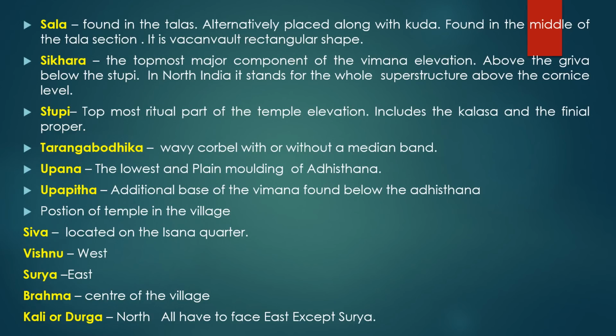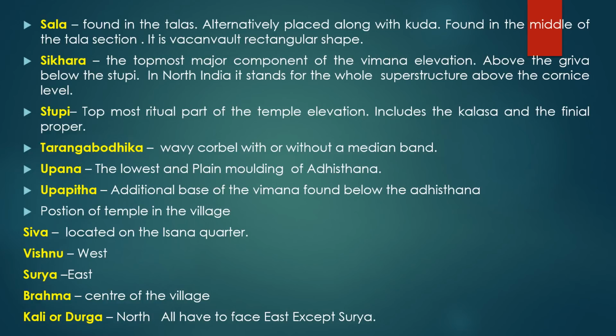Then Sala. It is found in the Talas. Yesterday also I mentioned the center portions of the Vimana. We have the Sala Sikhara found in the Talas, alternately placed along with Kuta. That is Karna Kuta on the corner, and again we have the Panjaras. Then in the center we have the Sala. It is wagon-vaulted and rectangular in shape, found in the middle of the Tala section.